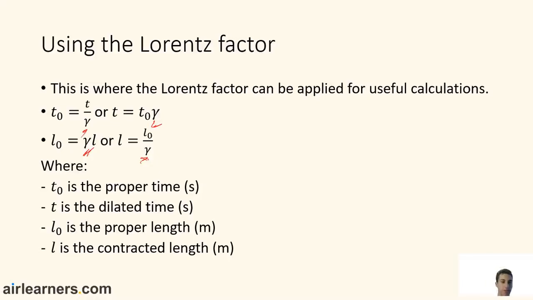So here we have the proper time is the dilated time divided by gamma, and you can rearrange that so that the dilated time is the proper time multiplied by gamma. So that's that first or second dot point on the page. Third dot point, the proper length is gamma times the contracted length. And again, you can rearrange it so that the contracted length is the proper length divided by gamma. All of these are scalar measurements. Because we're measuring length rather than displacement, there's no need to put any directions.